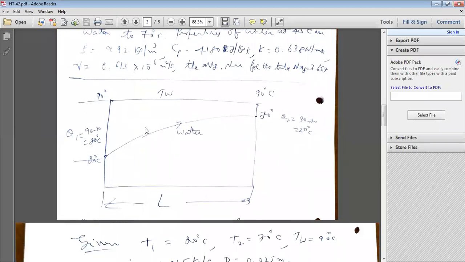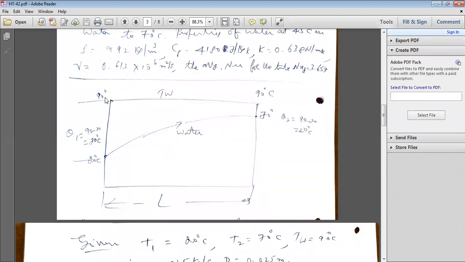So draw a rough sketch. This is the length of the pipe, L, for example. Water enters at 20 degrees centigrade and leaves from the tube, and the water temperature goes from 20 degrees centigrade to 70 degrees centigrade. So water temperature increases.